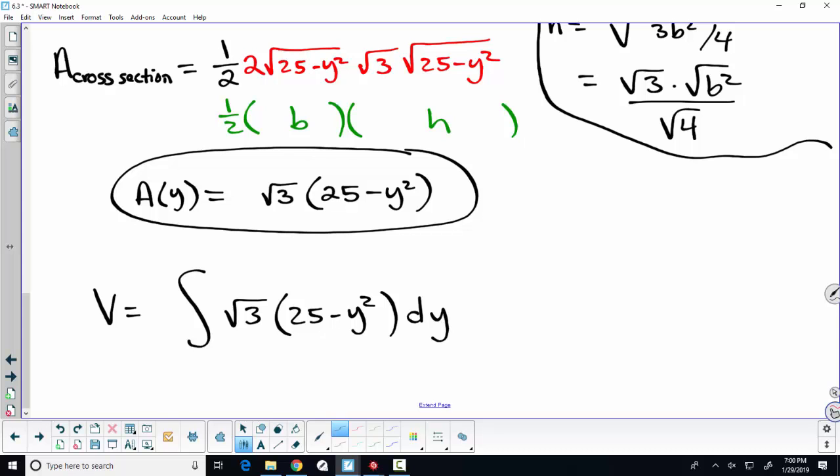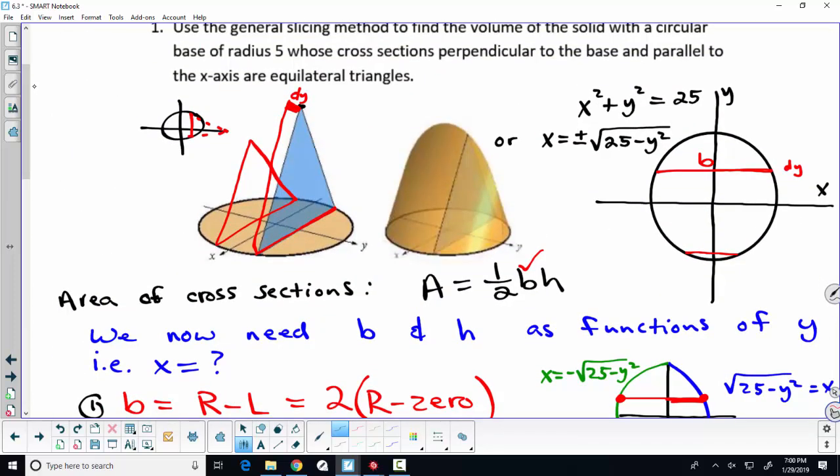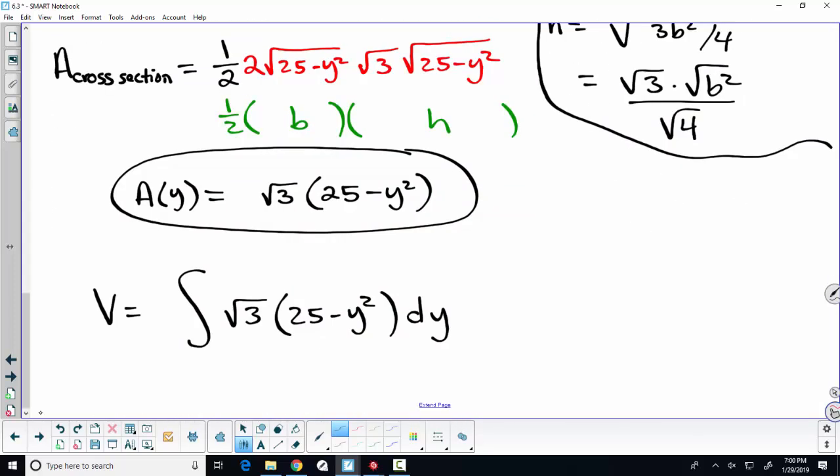Where does y range from? Okay, so be careful. We're finding the volume of this whole thing, right? All of these equilateral triangles filling up this region. So it's going from -5 to 5. We can utilize symmetry, but we've got to be careful on how we write that. So are you going to do -5 or are you going to use symmetry? Right, you could go either way.